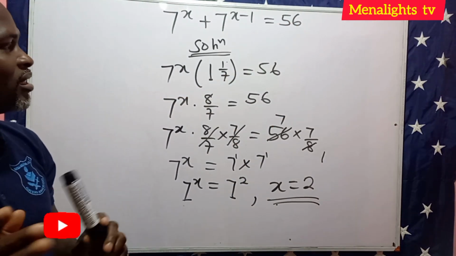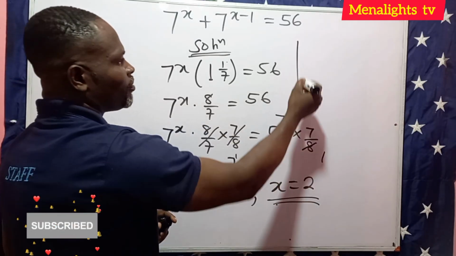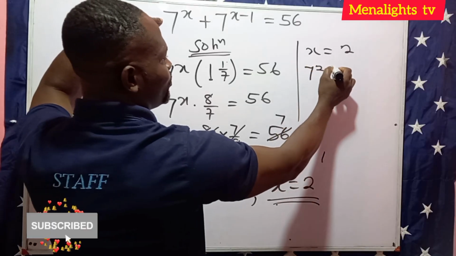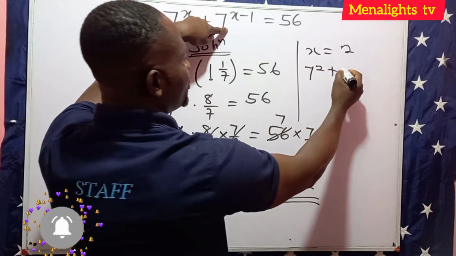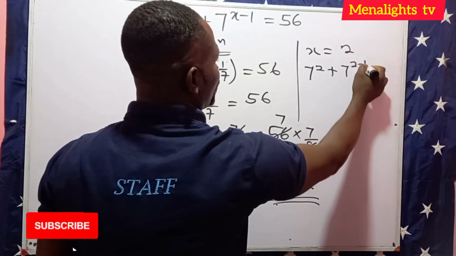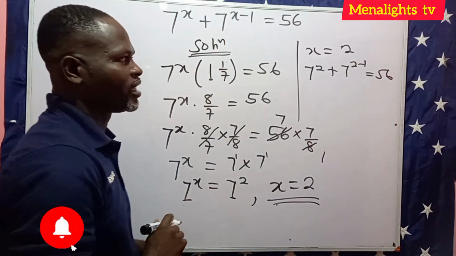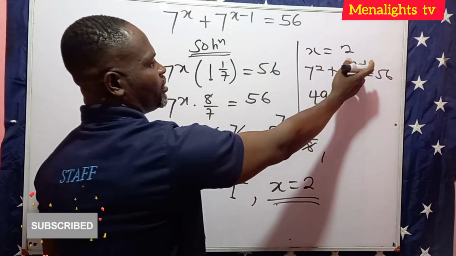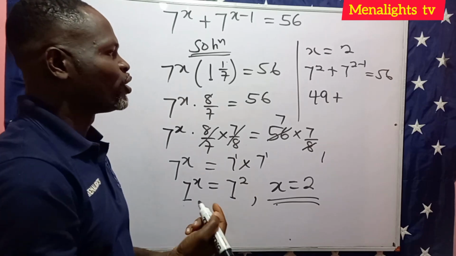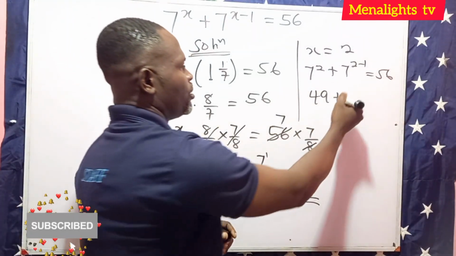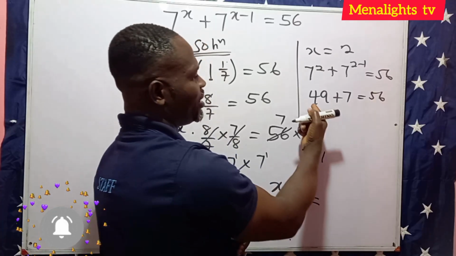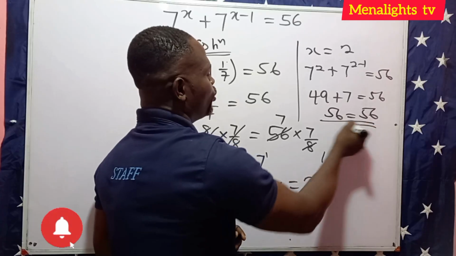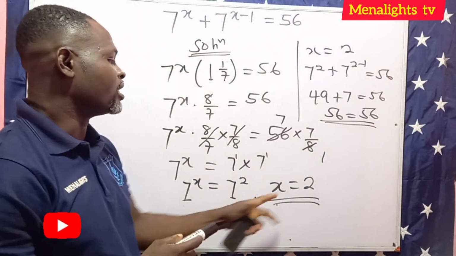Now when you put 2 back into this, you will surely get the same 56. So let's try and see if you can get the same result. So x is equal to 2. When you take the first one, that is 7 squared plus the second one, which is 7 exponent 2 minus 1, that's supposed to give us 56. So 7 squared is 49 plus, when you deduct 1 from 2, you are left with 1. So 7 exponent 1 is the same as 7. So we have 7, which is equal to 56. Then 49 plus 7 will give us 56. So 56 is equal to 56. So truly, the value of x is 2.